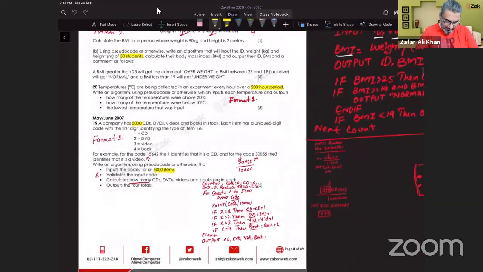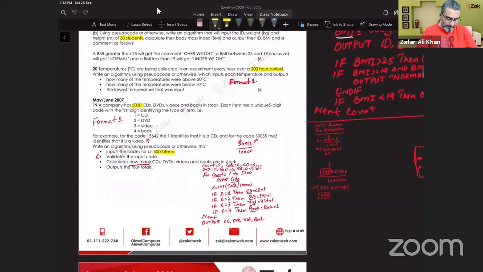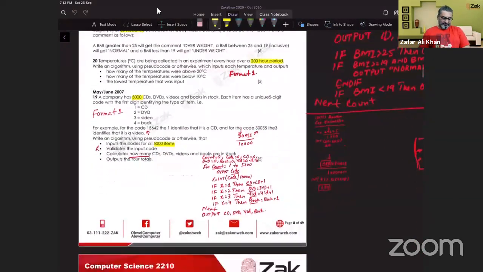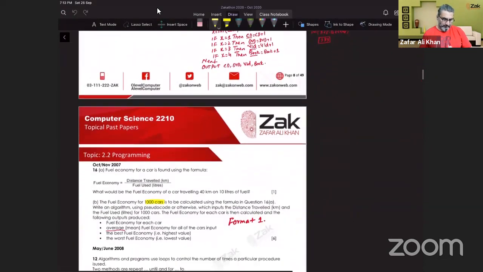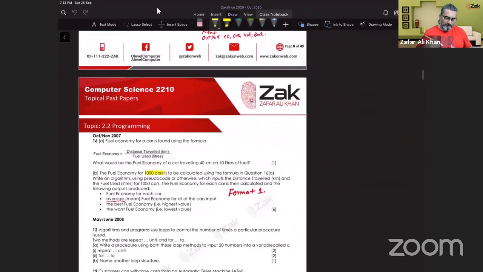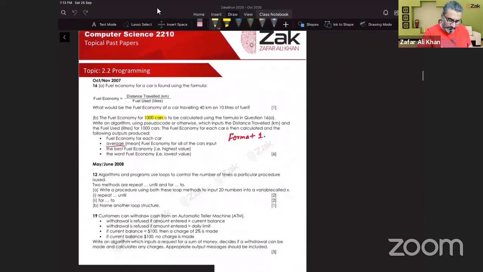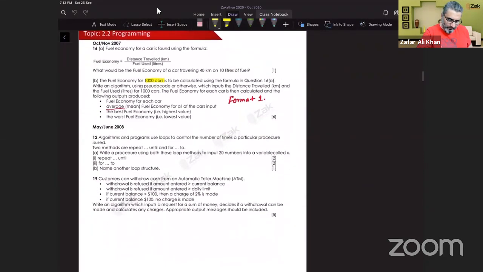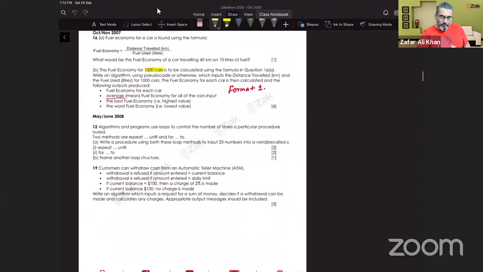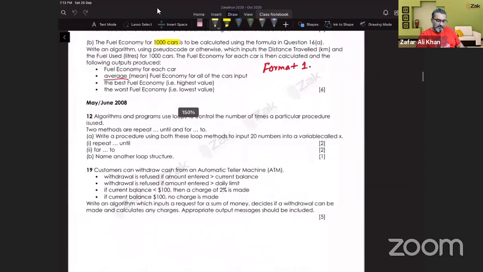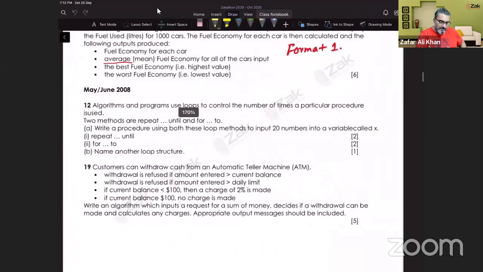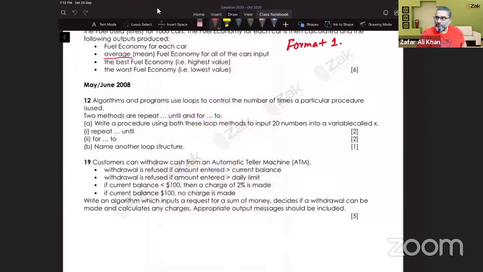This is May-June 2008. Question 12. Algorithms and programs use loops to control the number of times a particular procedure is used. Two methods are repeat until and for to.